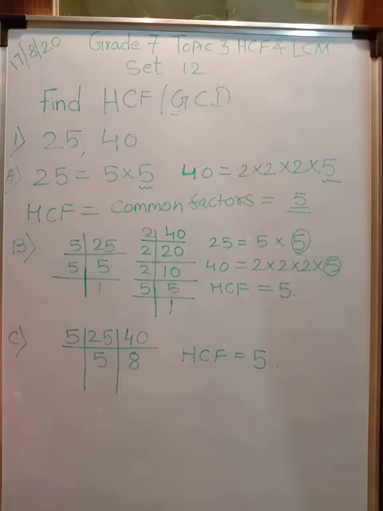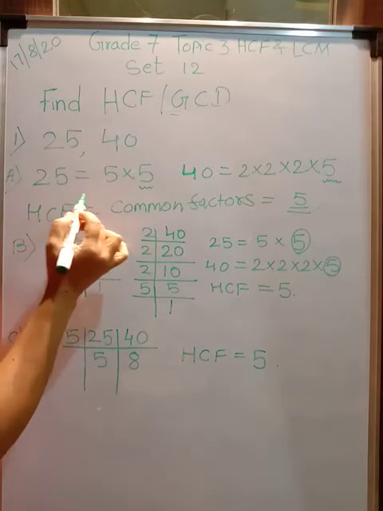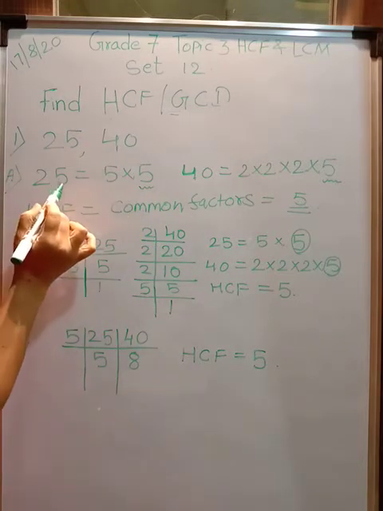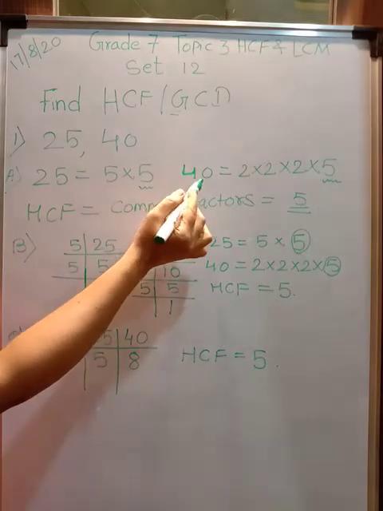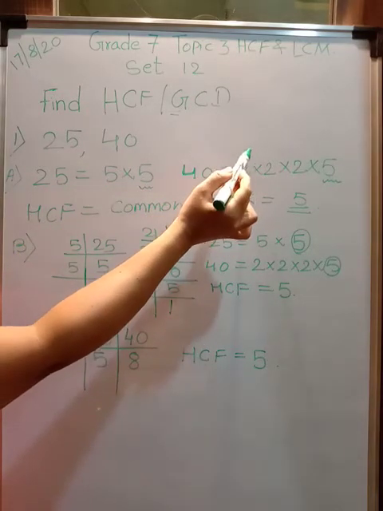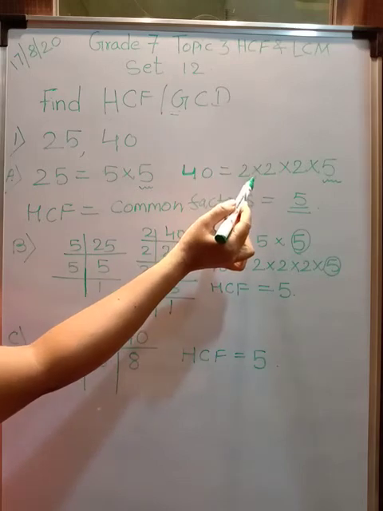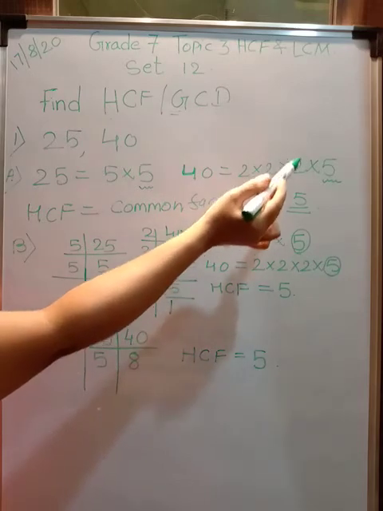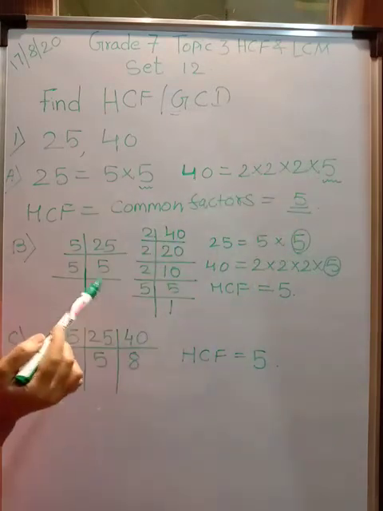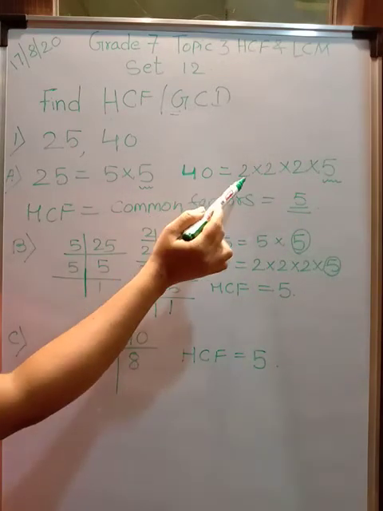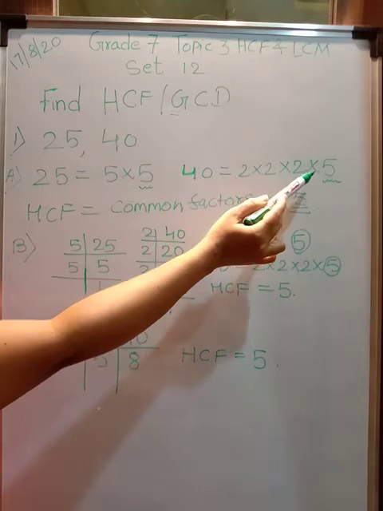Okay. So there are 3 methods by which you can find HCF. See first now 25. This is the horizontal method. You write 25 can be split as 5 into 5. 40, first you can split 40 as 4 into 10. 4 again can be written as 2 into 2 and 10 can be written as 2 into 5. So at the end we get 40 as 2 into 2 into 2 into 5.